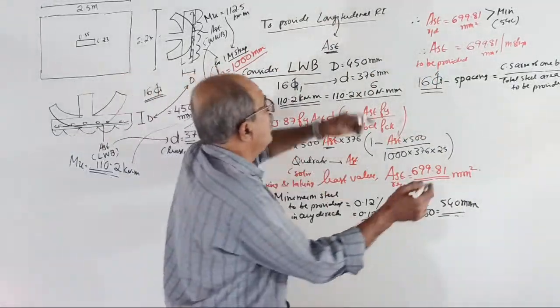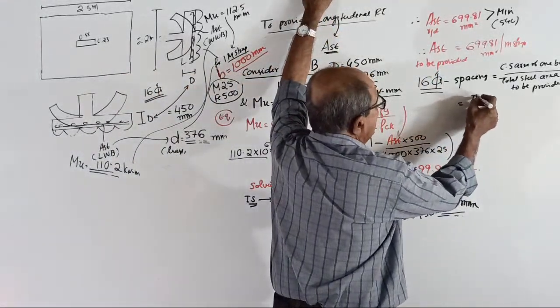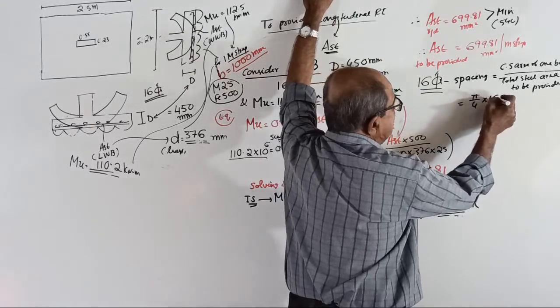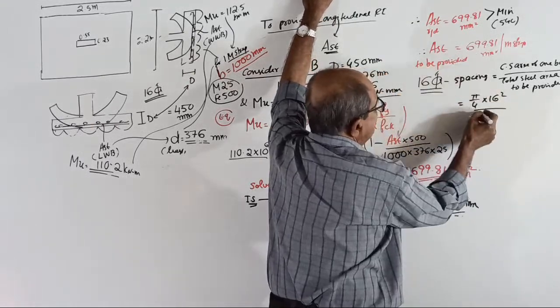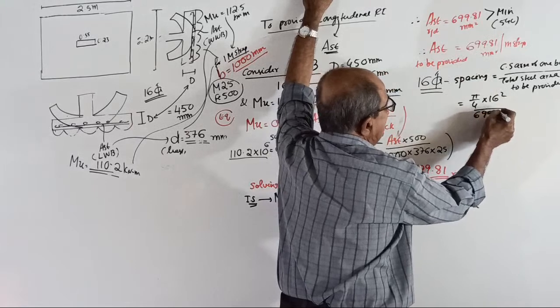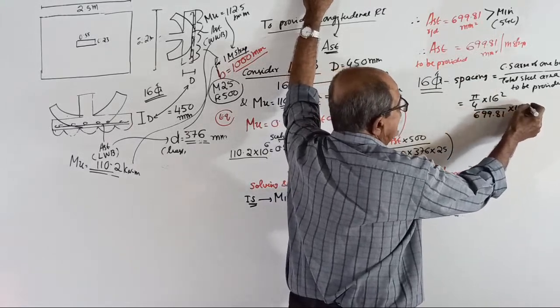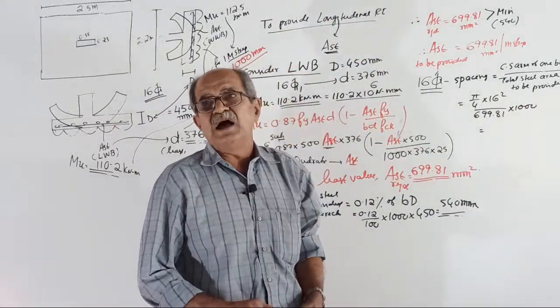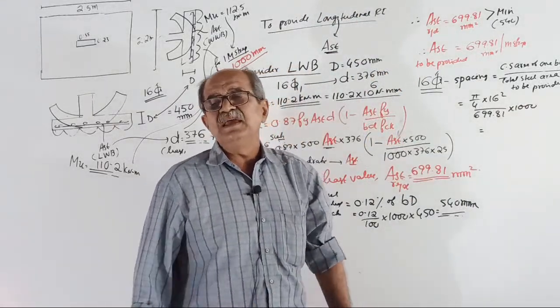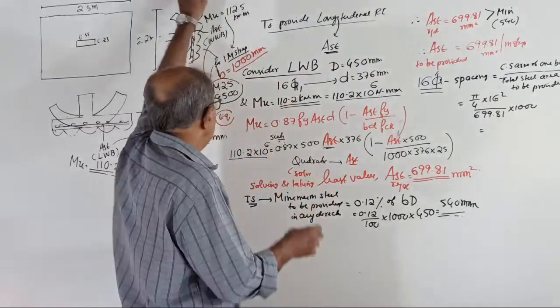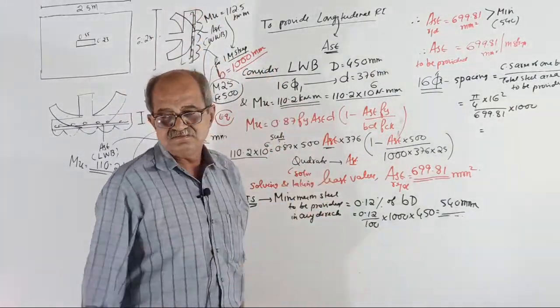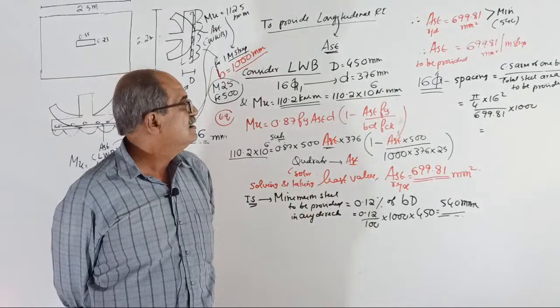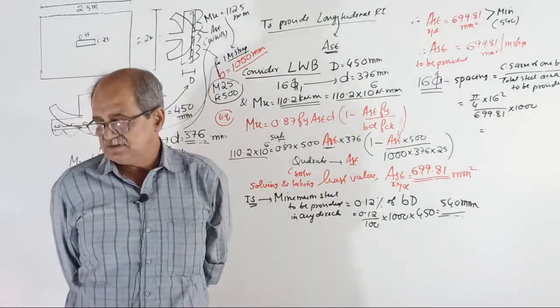Okay. Area of one bar is pi by 4 into 16 square. Total area is 699.81 into 1000. Tell the answer. This will give the spacing of bars, meaning at what spacing you have to provide the bars for lengthwise bending. Answer. Fast, fast.